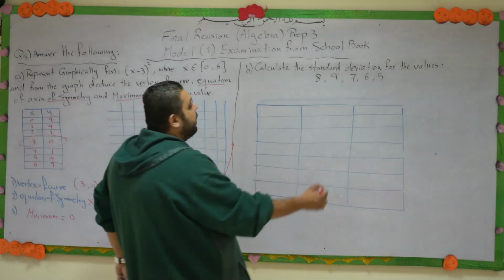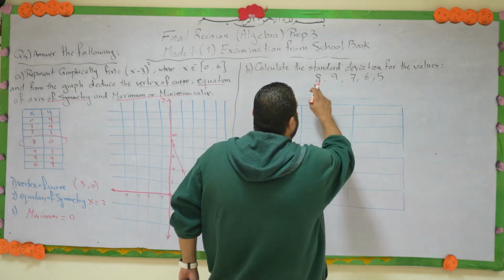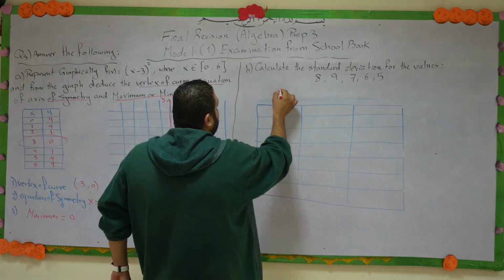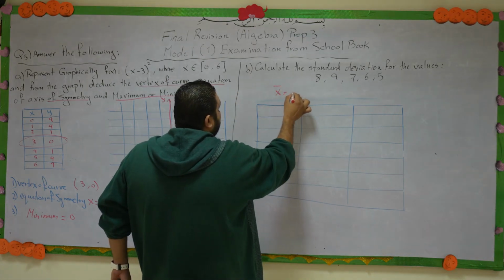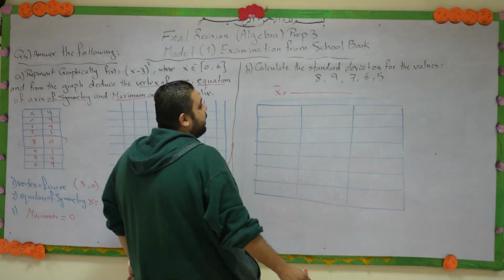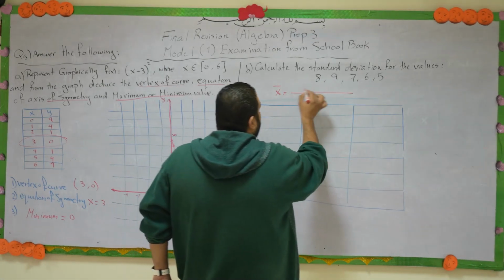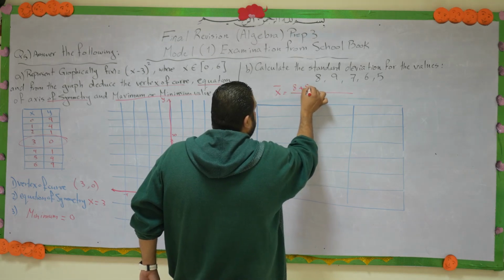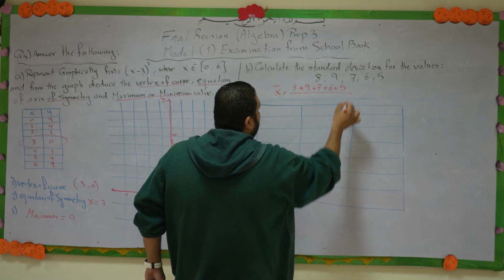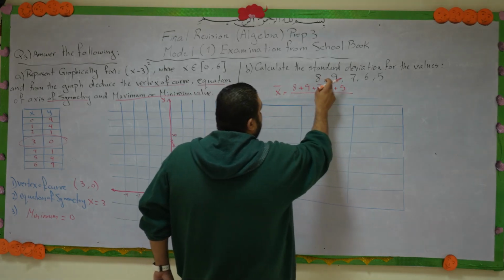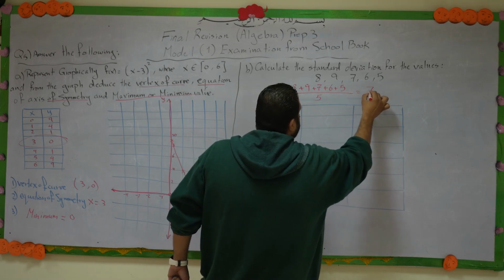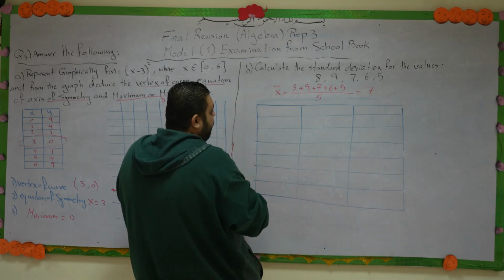Calculate the standard deviation of the values 8, 9, 7, 6, 5. First, I need to find the mean, which is x bar. The mean means the sum of values over the number of values. The sum of values 8 plus 9 plus 7 plus 6 plus 5 over the number of values 1, 2, 3, 4, 5, equals 7.